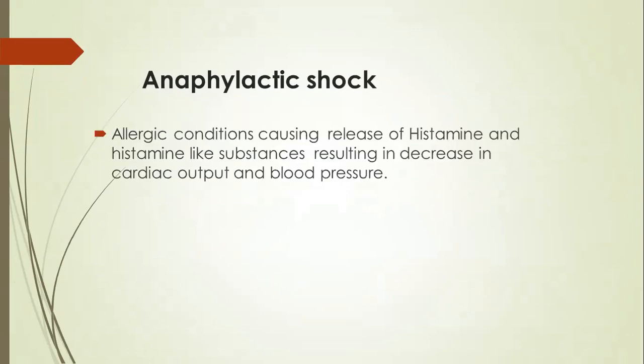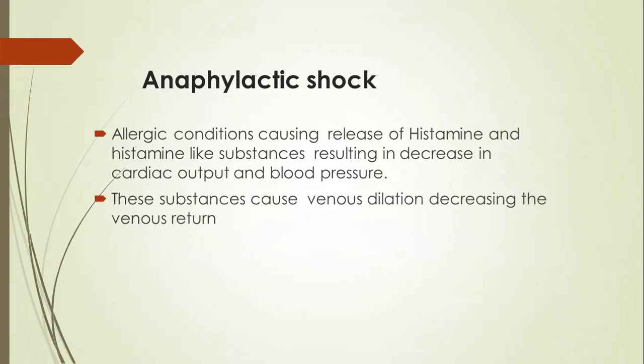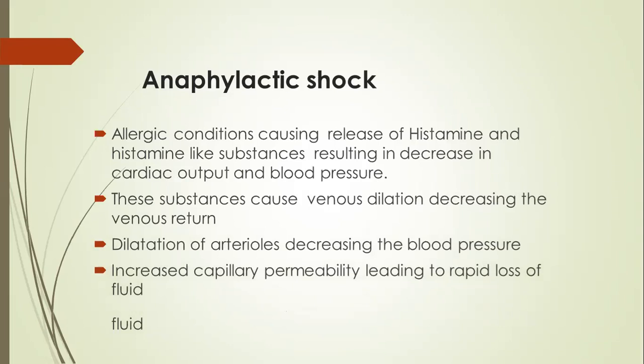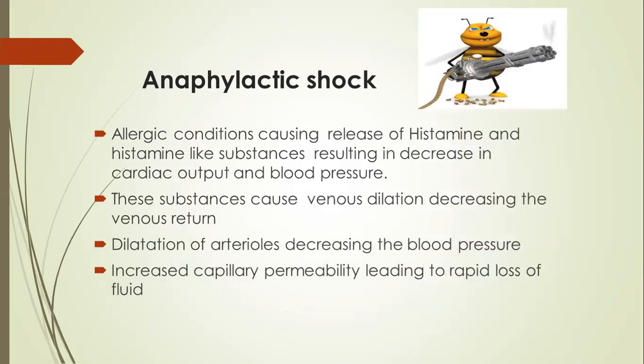One more common type of shock is anaphylactic shock. This is due to allergic conditions, and these allergic conditions cause an antigen antibody reaction, releasing histamine or histamine-like substances, and these substances then decrease the cardiac output and blood pressure. That particular condition is termed anaphylactic shock. These substances cause venous dilatation, decreasing the venous return, and they also cause arteriolar dilatation, decreasing the blood pressure. An increase in capillary permeability is seen, leading to rapid loss of fluid. And this is due to an allergic reaction. Most commonly it is seen due to bee sting syndrome and allergic reactions.